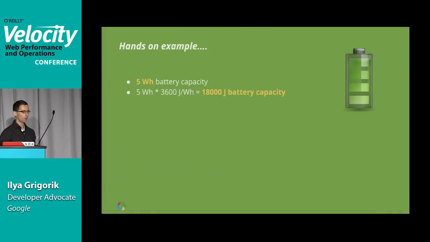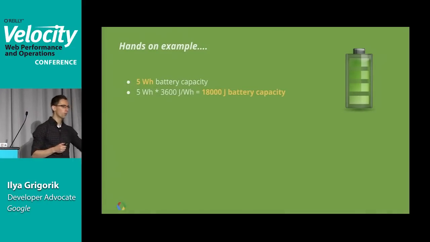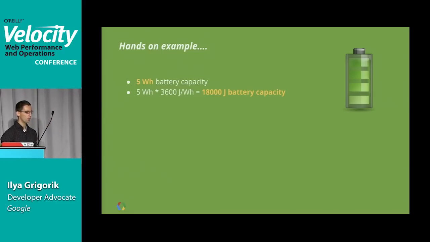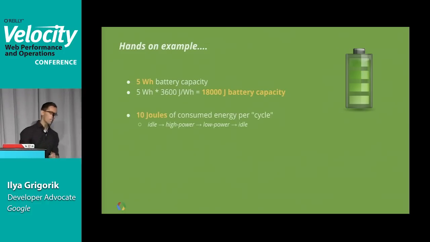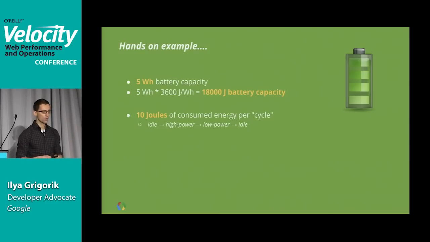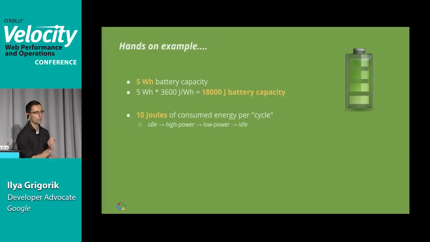So let's do some math. A typical battery today on a mobile device is about 5 watt hours. Don't worry about the specific units here, it's just for sake of example. 5 watt hours is about 18,000 joules of battery capacity. That's what you have on your average phone. Turns out it takes about, these are 4G, LTE numbers, about 10 joules to cycle the radio all the way from idle to connected, and then go through that step ladder back down. So it's just a fixed cost, and this is for a very small transfer.